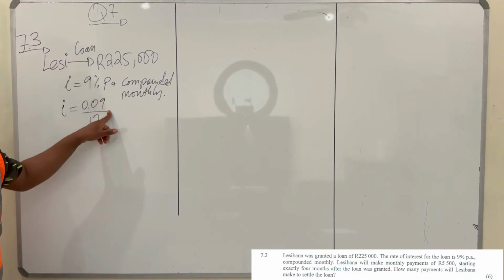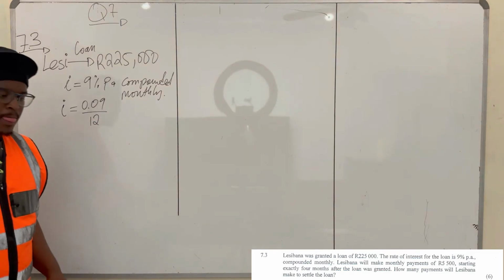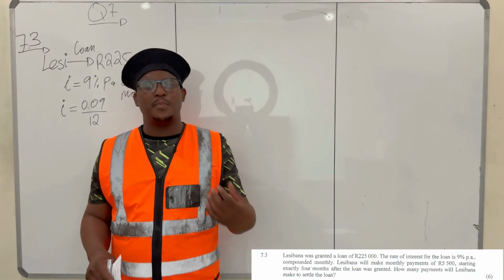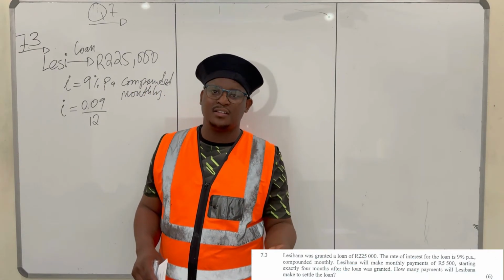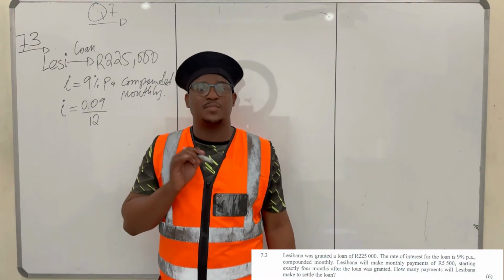This is the monthly interest rate, the answer to this thing here. Since our loan is gaining interest monthly, our friend is expected to make those payments monthly.